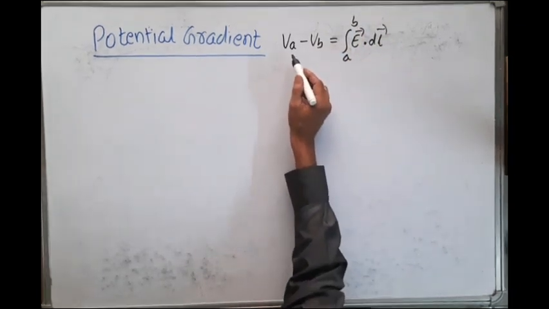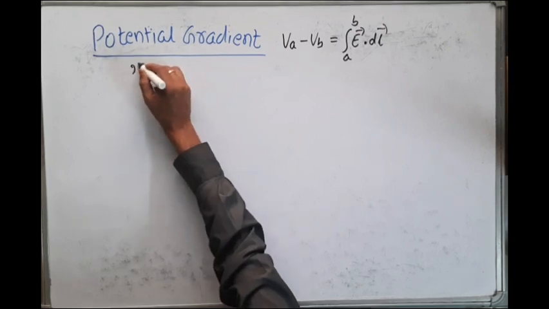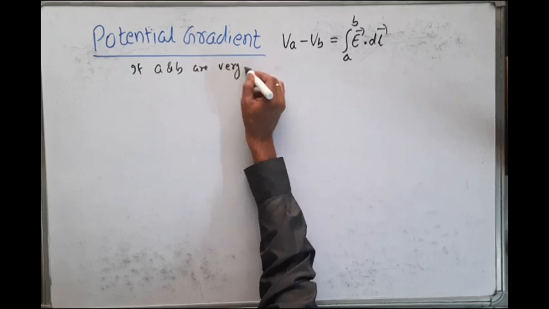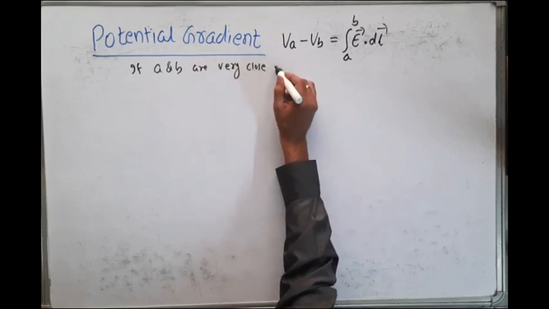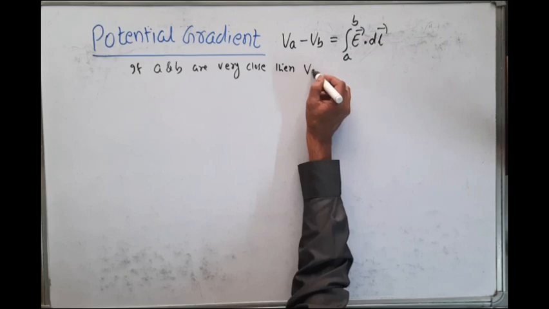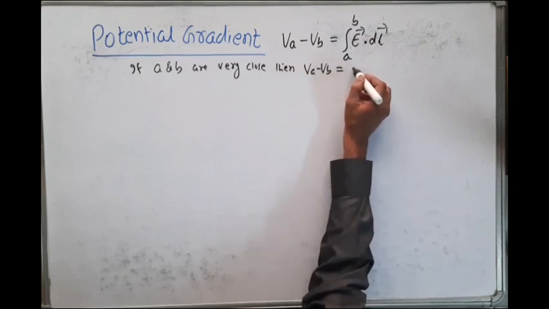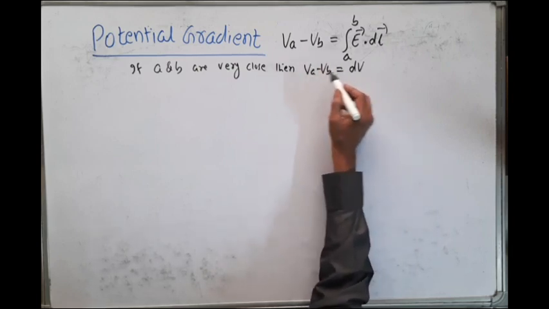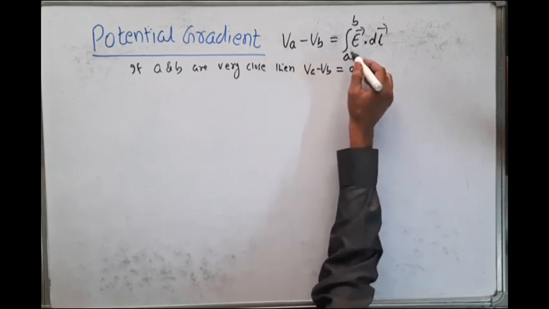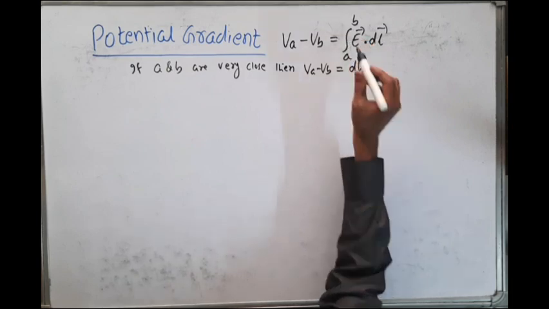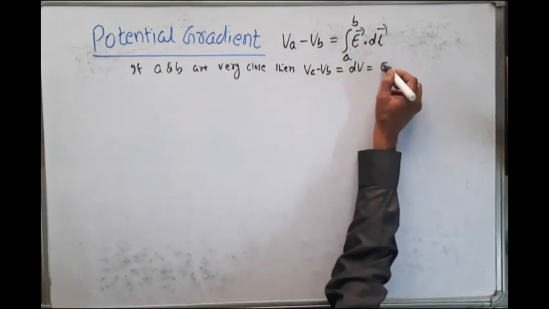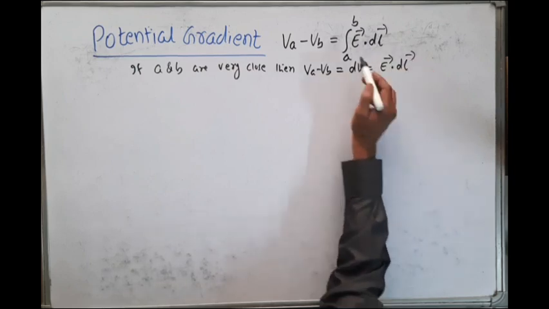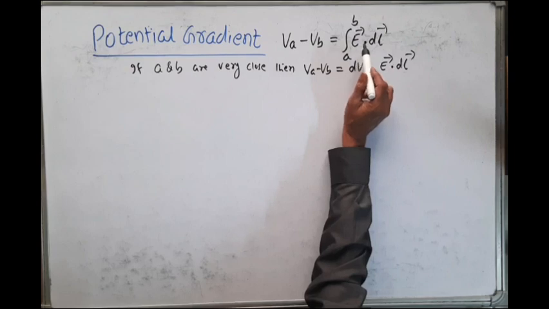Now if A and B are very close, then VA minus VB, which is the potential difference, is also very small. So if the potential difference is very small and A and B are very close to each other, there is no need to write the integration. So here dV is equal to what? E dot dl. This is the work done by the electrostatic field.